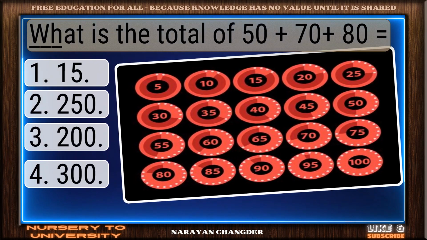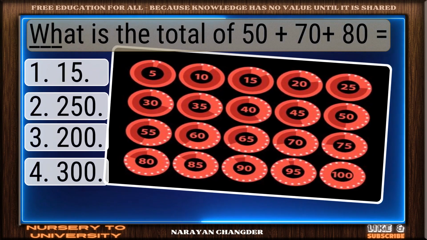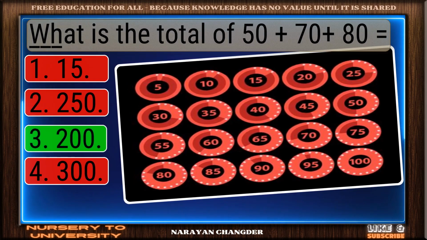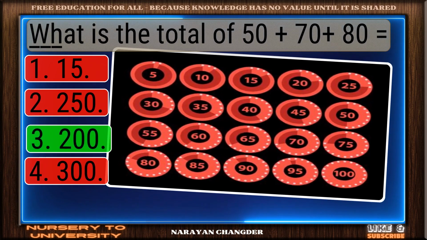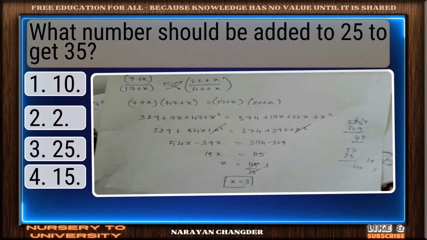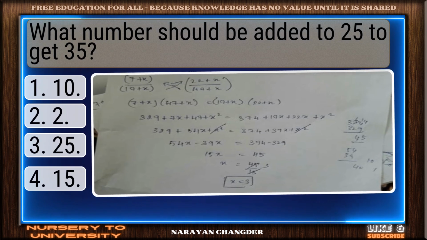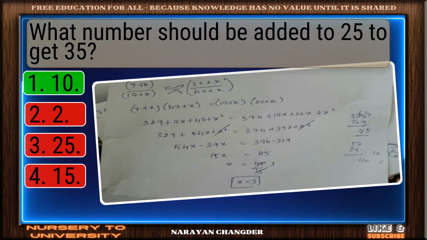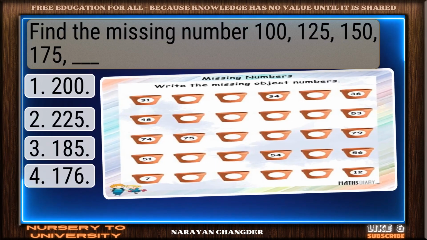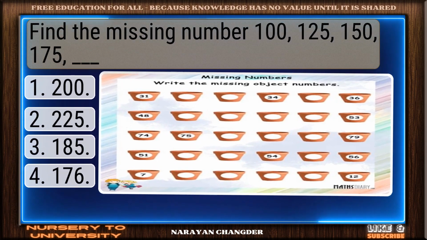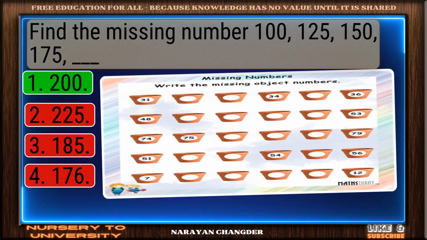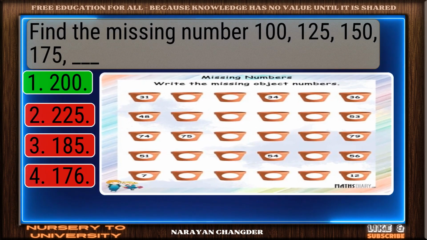What is the total of 50 plus 70 plus 80 equal to dash? Excellent choice. 200 is the right answer. What number should be added to 25 to get 35? Right choice. 10 is the best answer. Find the missing number 125, 150, 175 dash. Solid response. 200 is a valid choice.